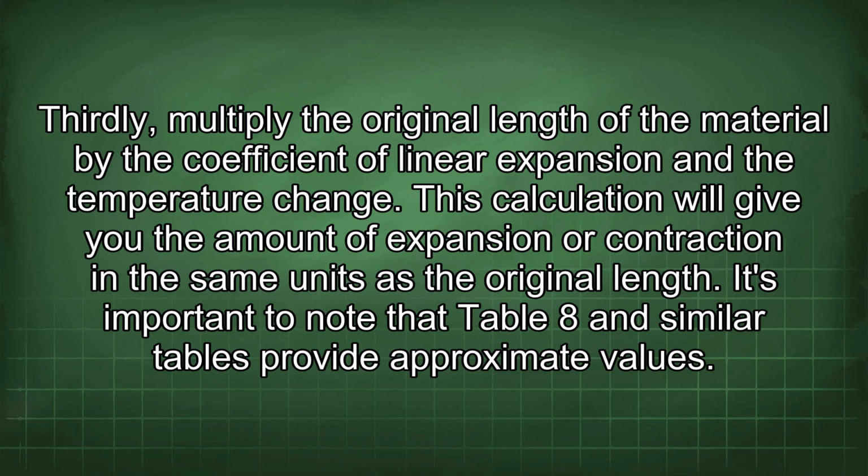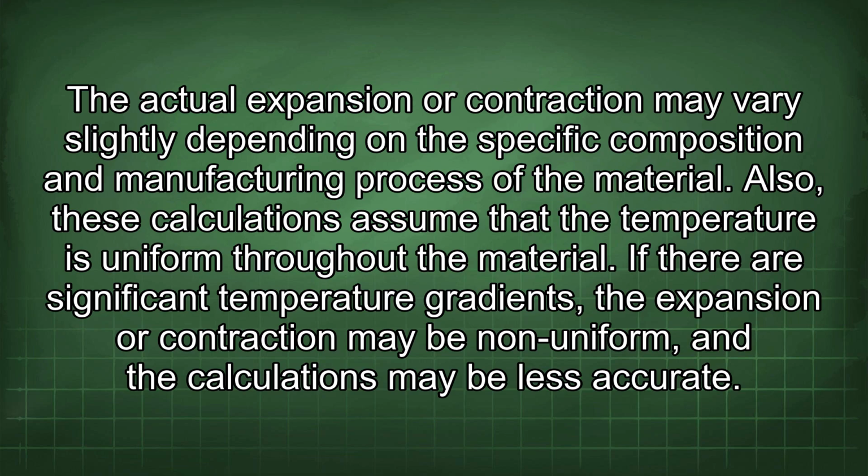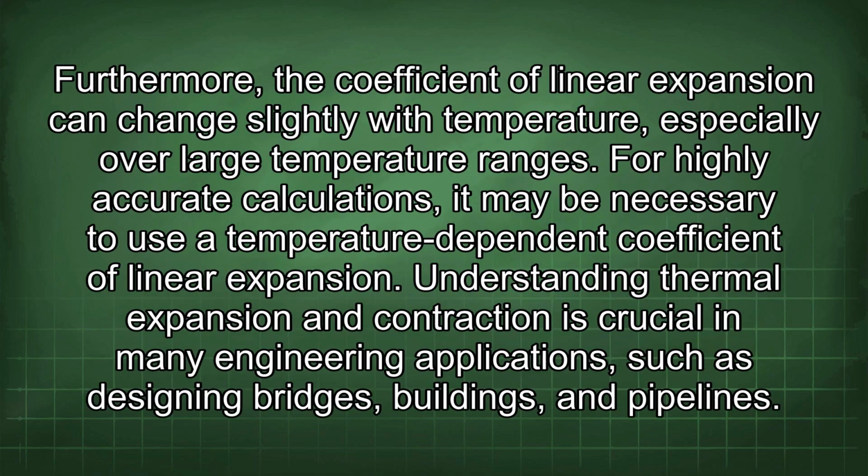It's important to note that Table 8 and similar tables provide approximate values. The actual expansion or contraction may vary slightly depending on the specific composition and manufacturing process of the material. Also, these calculations assume that the temperature is uniform throughout the material. If there are significant temperature gradients, the expansion or contraction may be non-uniform and the calculations may be less accurate. Furthermore, the coefficient of linear expansion can change slightly with temperature, especially over large temperature ranges. For highly accurate calculations, it may be necessary to use a temperature-dependent coefficient of linear expansion.